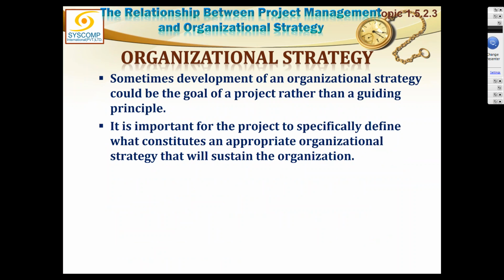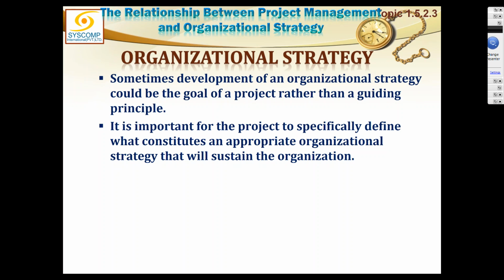Sometimes development of an organizational strategy could be the goal of the project rather than a guiding principle. Now this is interesting: we are governed by the organizational strategy, but what if the purpose of your project is to devise a new organizational strategy? How can you be governed by the organizational strategy you are trying to change? That would be a difficult situation. So if you are trying to re-engineer one of the organizational strategies through your project, then that strategy will not apply to you, because if it does, then probably you cannot change it.